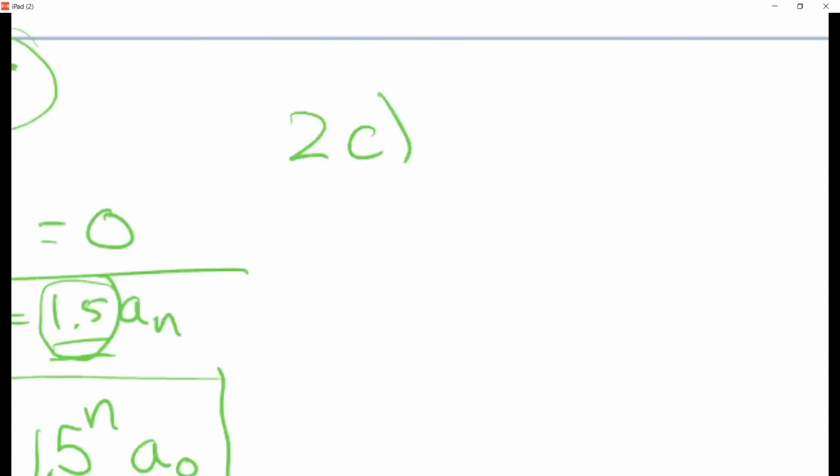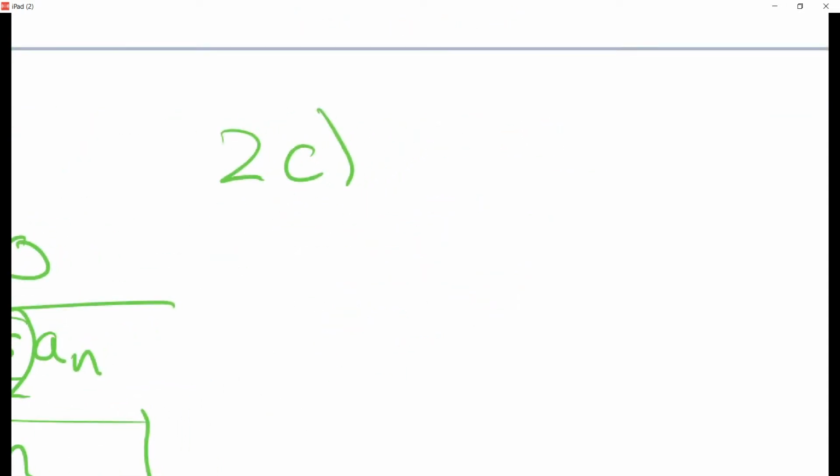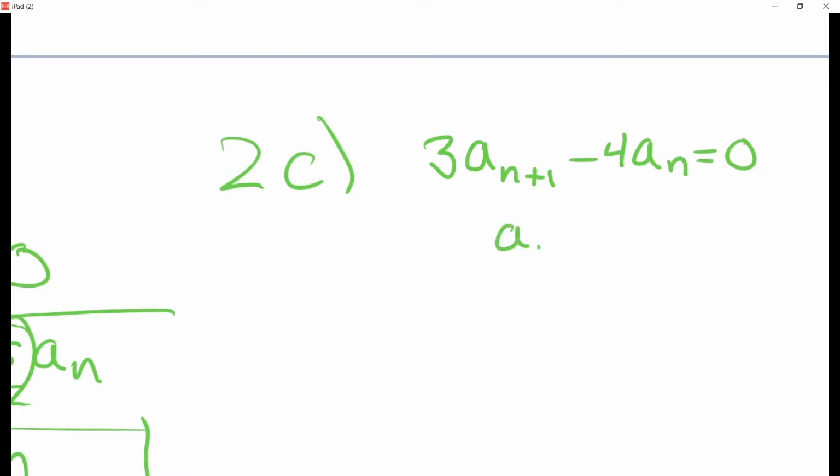Let's take a look at C so we can get to Peyton's second question, which is what happens if the number is in front of the a sub n plus 1 instead of being in front of the a sub n? Well, this one actually is a bonus question, and that is what happens if there's numbers in front of both of them? Well, let's deal with this. So, oh, and they give us a starting point, don't they? So they say we're starting at a1 equals 5.